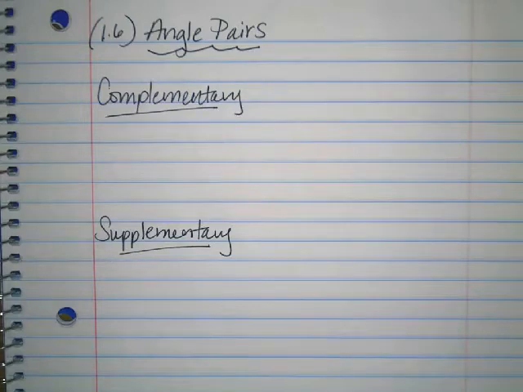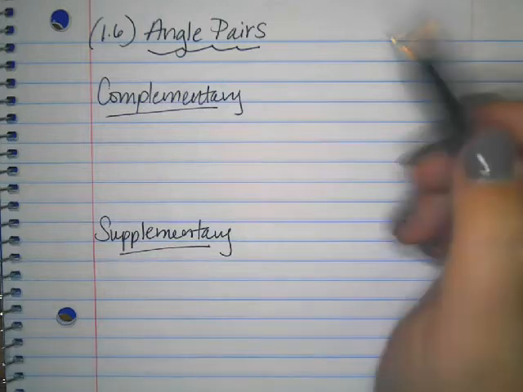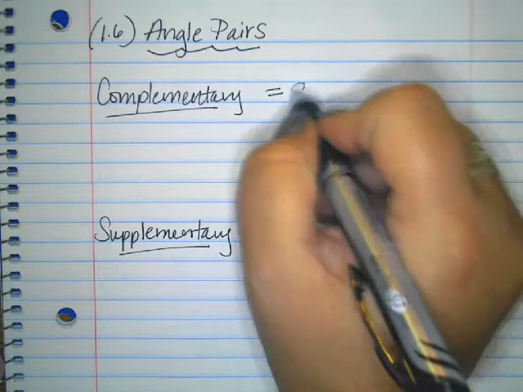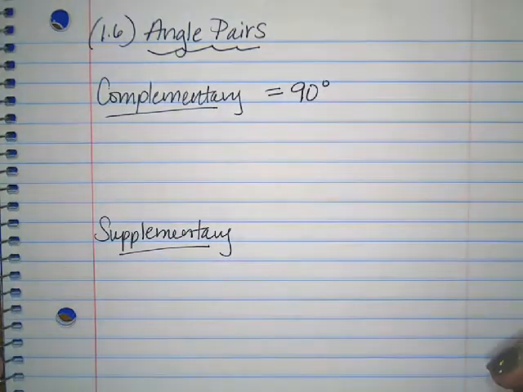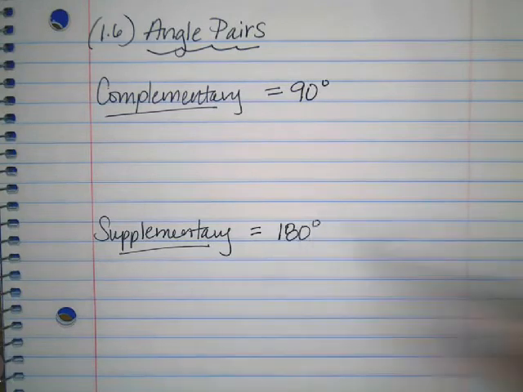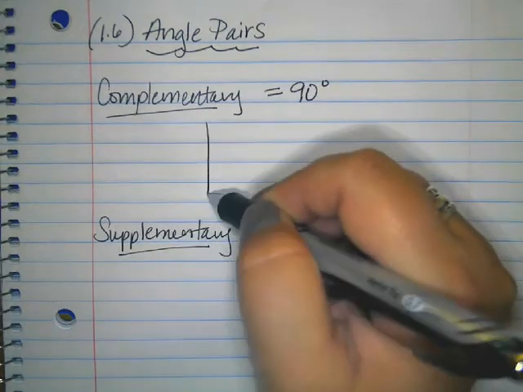All right, as we take a look at the last section of chapter 1, we're going to look at angle pairs. Two very common angle pairs that we're going to look at a lot are complementary and supplementary. Complementary angles are two angles that add to be 90 degrees, and supplementary angles are two angles that add to be 180 degrees.